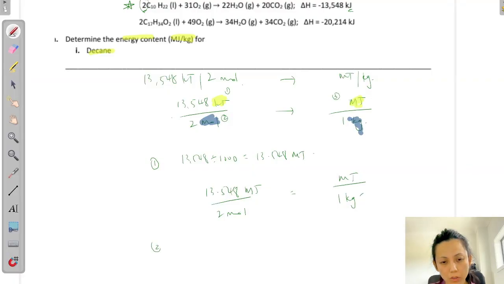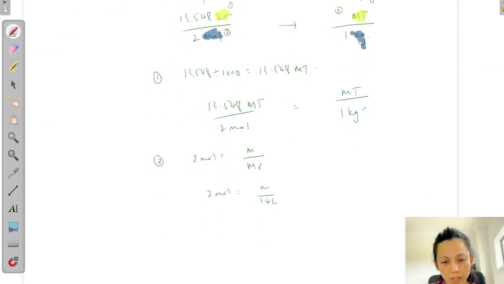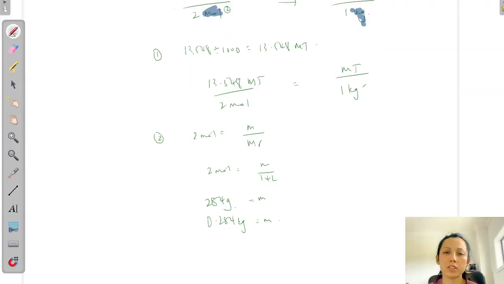For the second one, I want to convert the 2 moles into kilograms. So we see how we're doing it just one step at a time. What's 2 mole? 2 mole equals mass over molar mass. The molar mass of decane should be 142. So 2 moles equals mass over 142, so the mass should be 284 grams. Converting that to kilograms, it'd be 0.284 kilograms. Okay, great. Now let's put that into our relationship at the top.